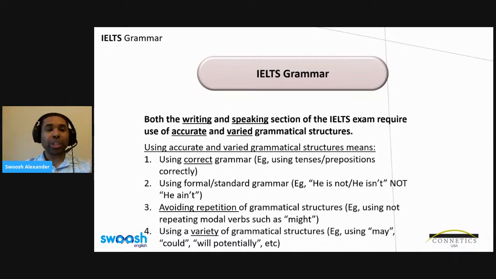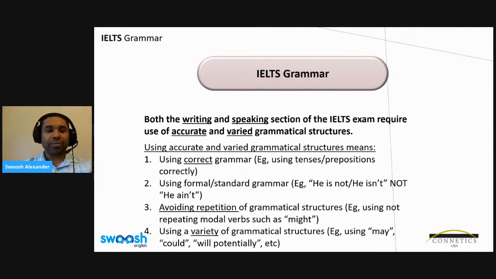Also, we need to ensure that we're using formal or standard grammar. So sometimes in conversation, it's possible to hear grammar that is informal or non-standard. And we can see the example here that we would say he is not or he isn't. We wouldn't say he ain't. He ain't is an example of non-standard grammar. And so we should not be using this for the IELTS, as this is a formal test within writing, and it's testing standard speech within speaking.